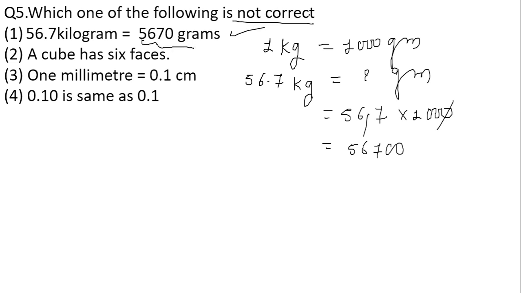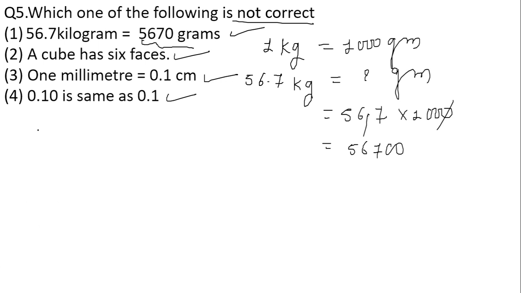So this is the answer to the given question. They have asked us which is not correct. The first statement is not correct because 56.7 kilograms is equal to 56700 grams, not 5670 grams. But let us see the rest of the statements given over here. A cube has 6 faces. Yes, we have already seen in the topic of mensuration that a cube has 6 faces. 1 millimeter is equal to 0.1 centimeter. Again, something that we have already seen. This is also the correct one. 0.10 is the same as 0.1. This is also the correct one.